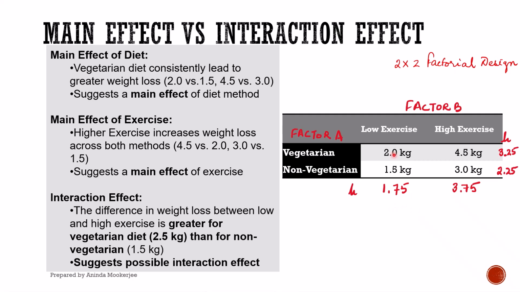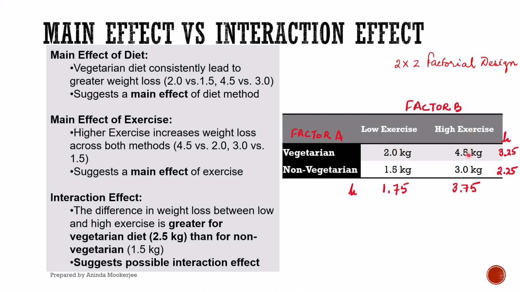Now, for the interaction effect, it says the difference in weight loss between low and high exercise is greater for vegetarian than for non-vegetarian. So to understand the interaction effect, we focus just on vegetarian and compare the high and low intensity exercise numbers here.